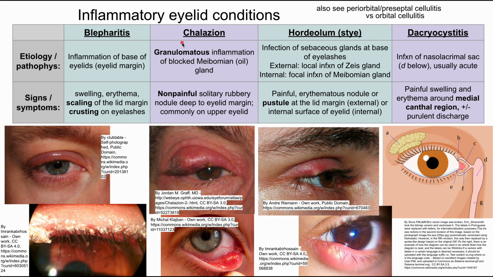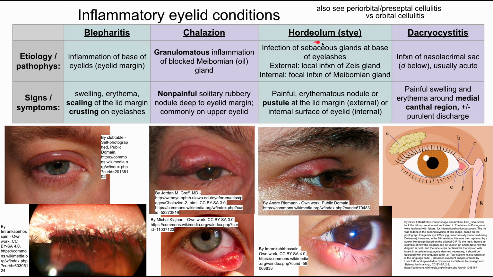Next is Chalazion. This is a granulomatous inflammation of a blocked Meibomian gland. This is an oil gland in the eye. What differentiates this one is that it's non-painful. You'll have a solitary rubbery nodule deep to the eyelid margin, and it's usually on the upper eyelid, like in this picture here. This is one on the lower eyelid, but remember that these Chalazions are usually non-painful. So these will be probably the only ones on this list that are less painful as the Chalazion.